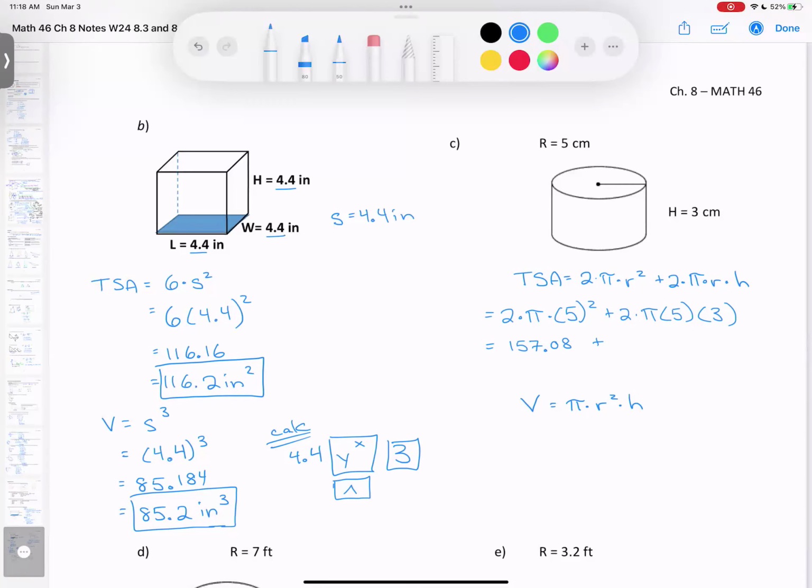Okay, so second number there, we've got 2 times pi times 5 times 3. And that gives us 94.25. And so if we add those together, what do we get? That gives us 251.33. So rounded to the nearest tenth, we have 251.3, and this is in centimeters squared.